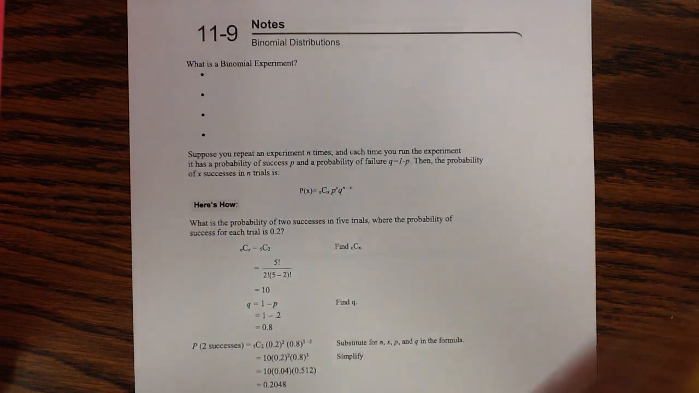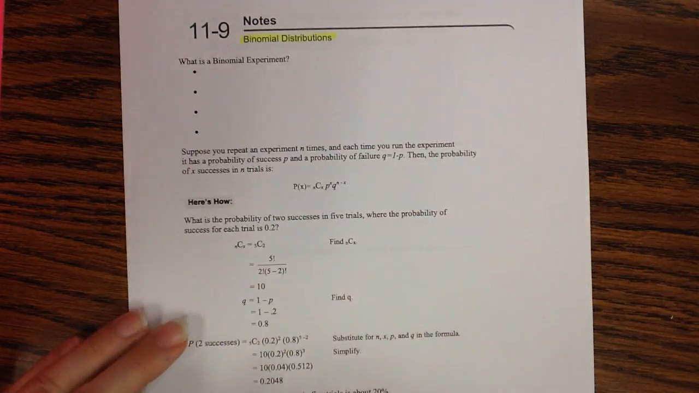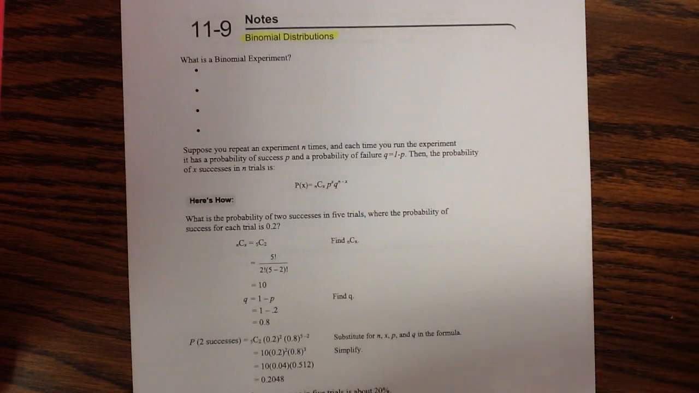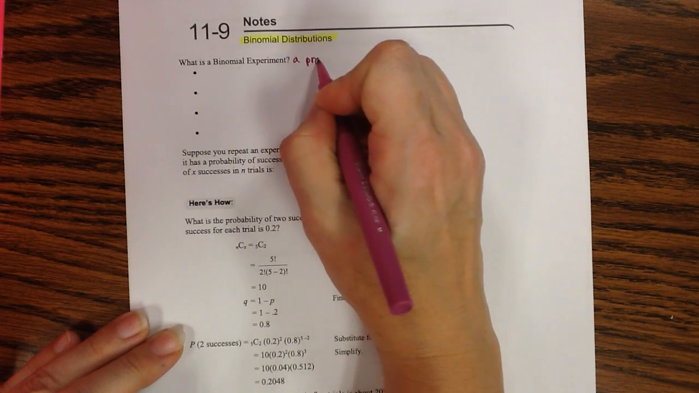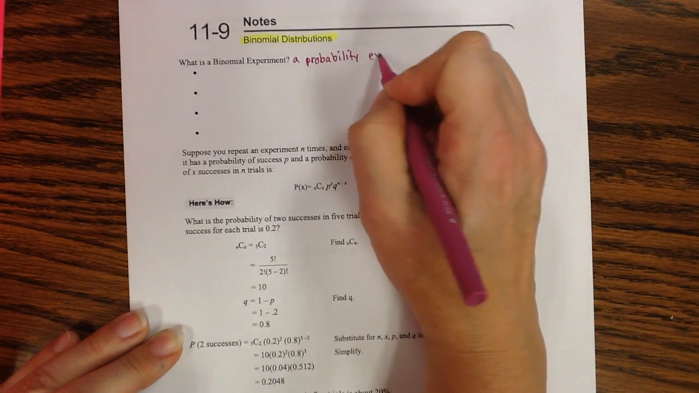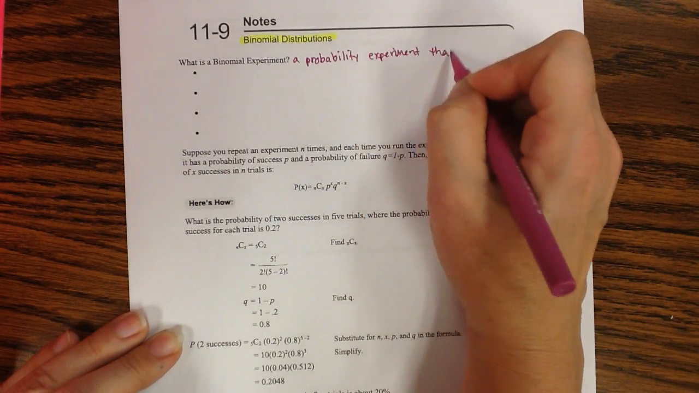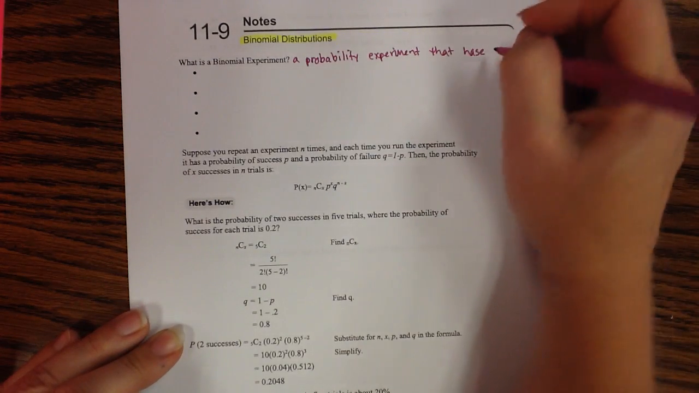Section 9 is about binomial distributions. So we need to first talk about what makes something a binomial experiment. A binomial experiment is a probability experiment that has these characteristics.